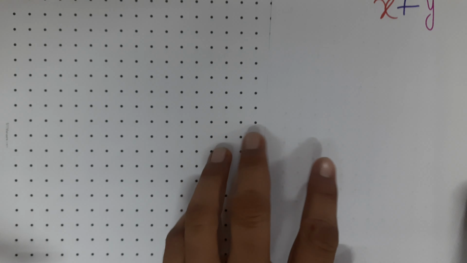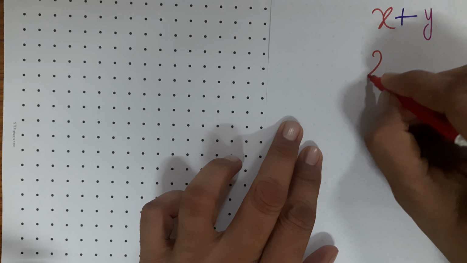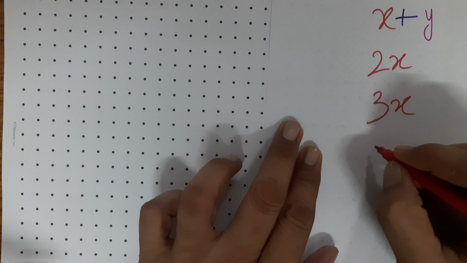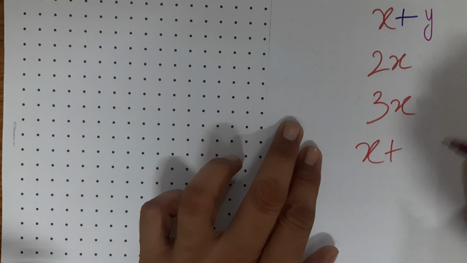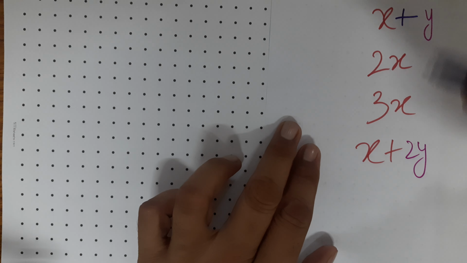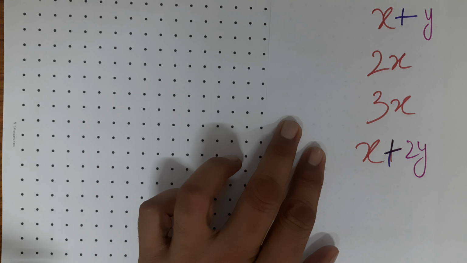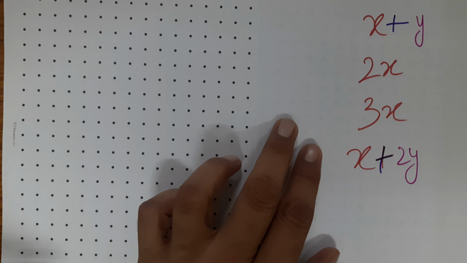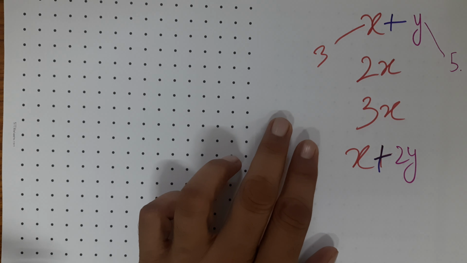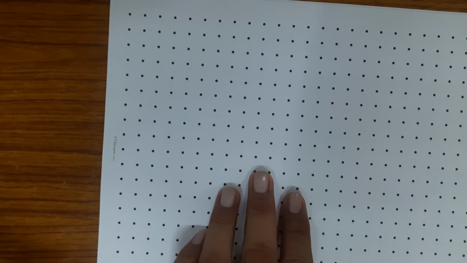I might have other expressions. So let's say I have a 2x, and then I have a 3x, and I have an x plus 2y. What I am trying to do, to understand the expression, is to see that x can take different values and y can take different values. So let's say x takes a value 3 and y takes a value 5. So how can we represent these in the grid? That's what we want to do.